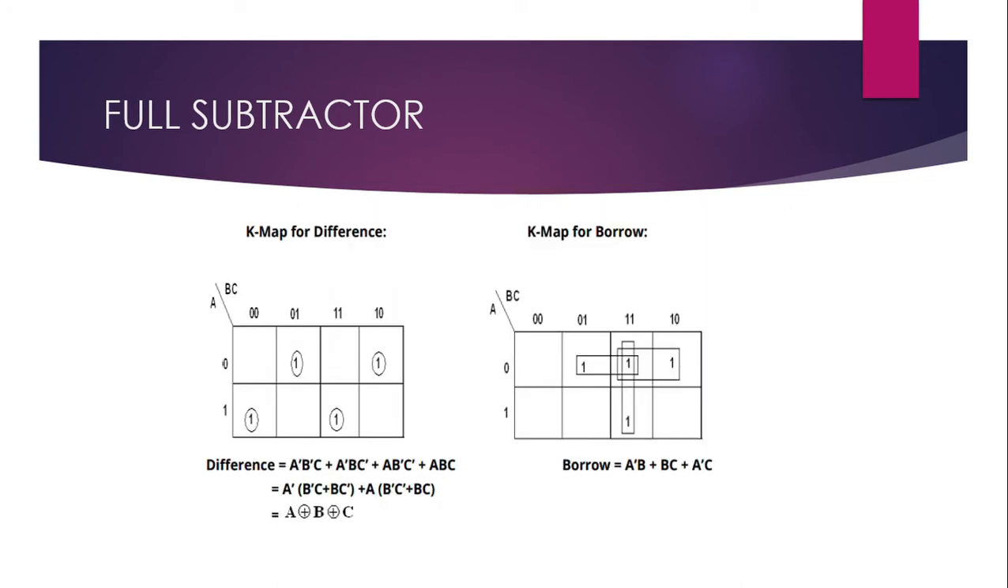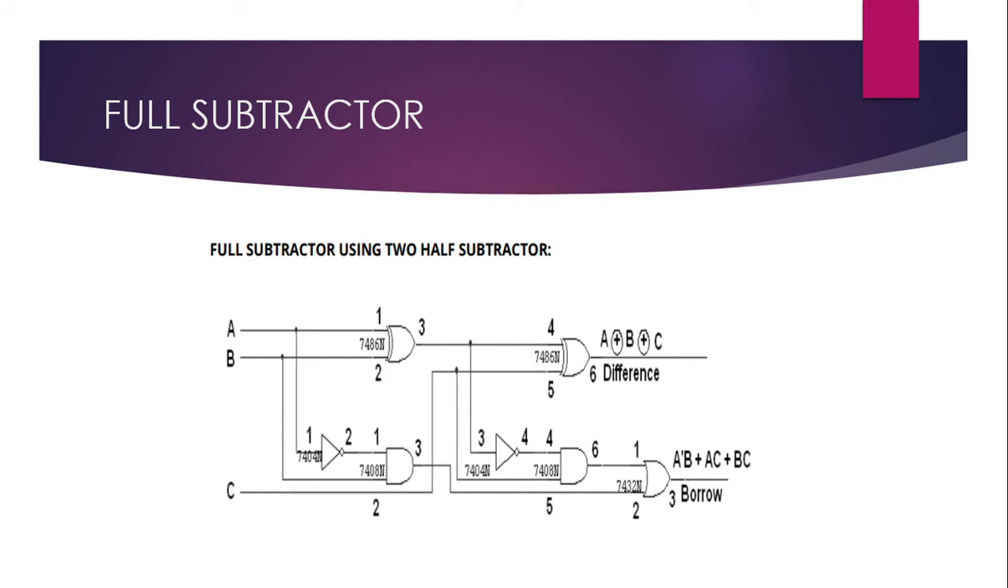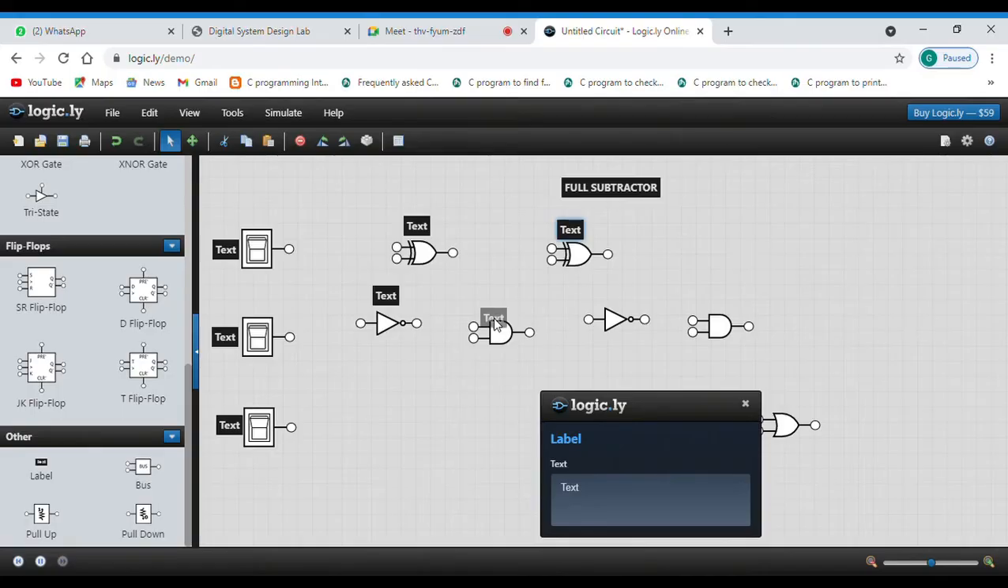And this is the K-map for full subtractor. This is the logic diagram using two half subtractors. Now we will see about full subtractor.